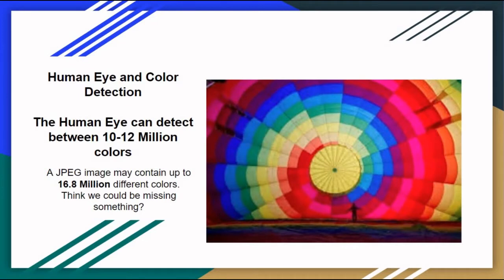Before we get started and jump into the software, what I'd like to talk about just for a little bit is color and how we perceive color and how color is detected. As you can see here on the screen, the human eye can detect between 10 and 12 million colors, which is pretty good. However, a JPEG image can have up to 16.8 million different colors. So to me, it seems like we're missing out on something that we could possibly be utilizing.